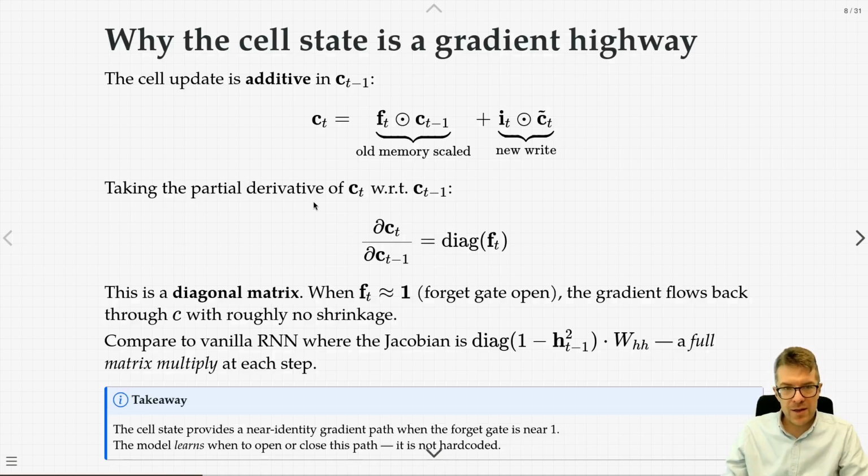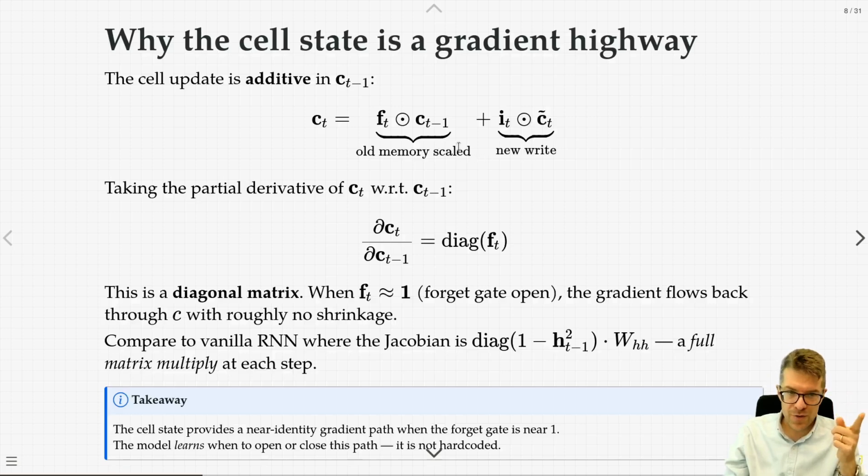So, a couple of quick side notes. Why is the cell state a gradient highway or a conveyor belt? The cell state is additive in C sub t minus 1. This is from the previous slide; I'm not introducing any more information here. We have the old information at time t minus 1. We scale it by the forget gate, and then we explicitly add new information to it with the input times candidate. So we explicitly have these two operations.